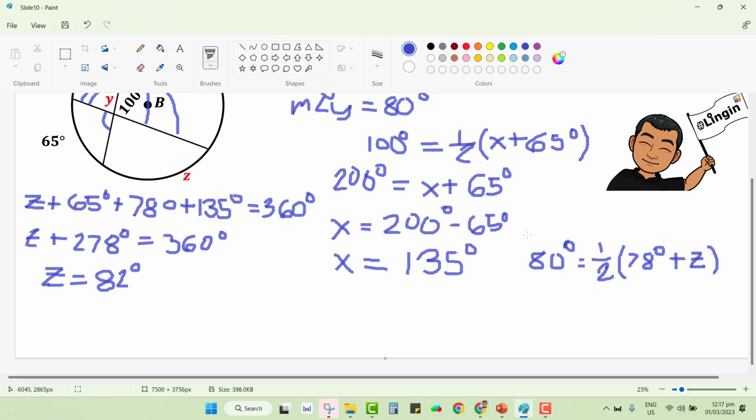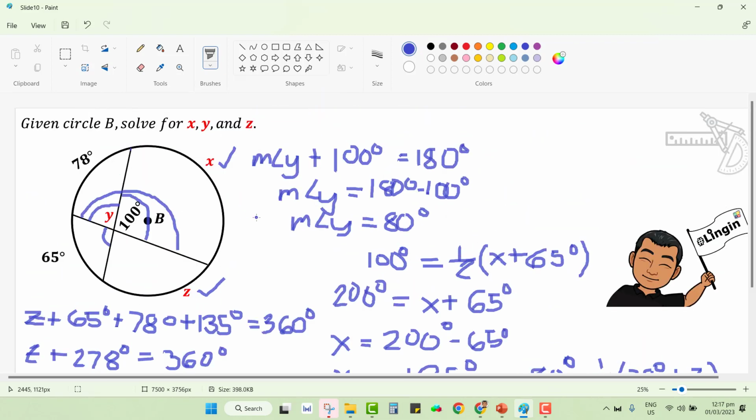If we multiply both sides by 2, you will have 160 degrees is equal to 78 degrees plus z. By the subtraction property of equality together with the symmetric property, this is 160 minus 78, and you will still get a result of 82 degrees. So we have now solved the three unknown measurements here in circle B using the concepts of angles formed by intersecting chords, linear pair, and the entire circumference.